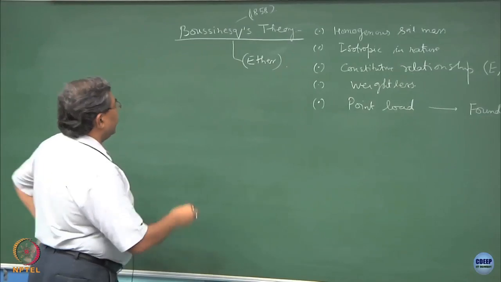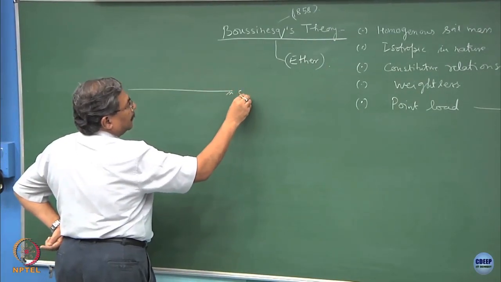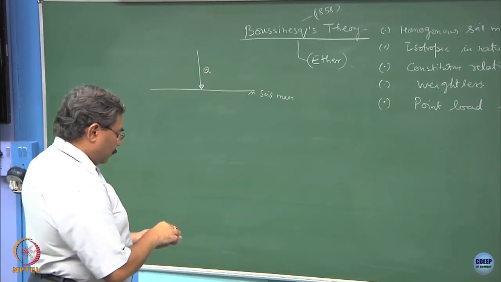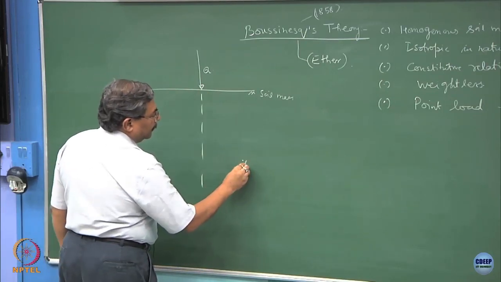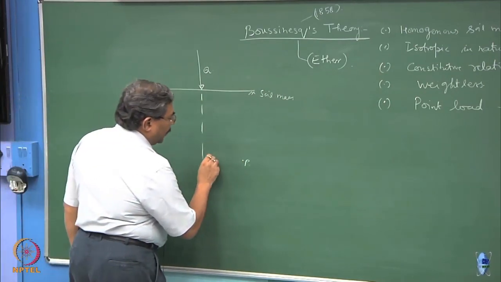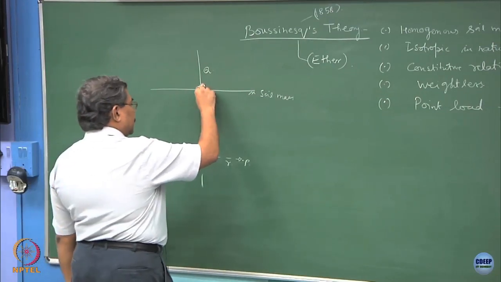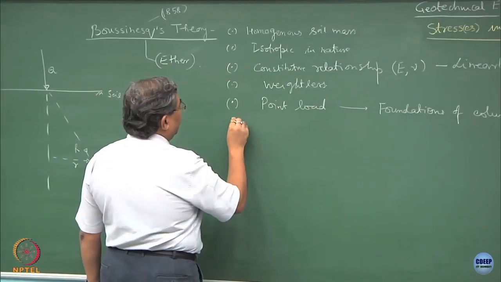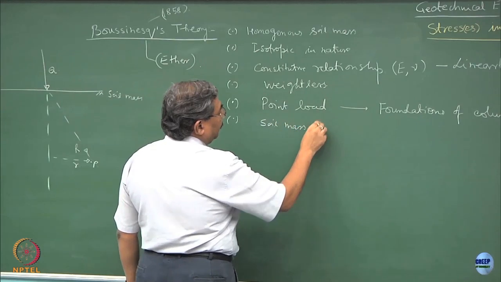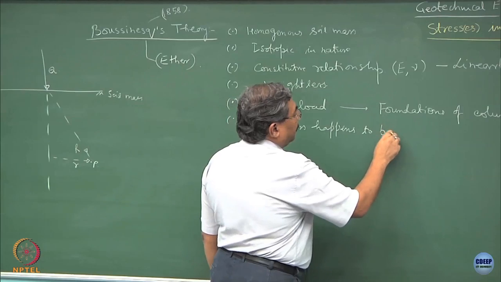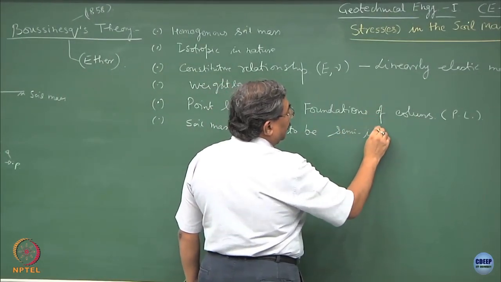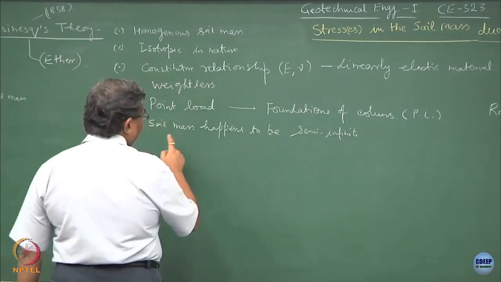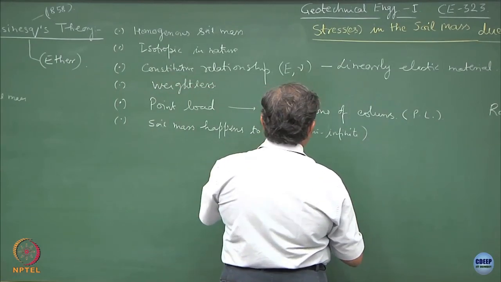So, as per this, if you have the soil mass which is exposed to an external loading of Q, and if I want to find out what is the state of stress at a point P in the soil mass, the radial distance is R, this distance is capital R, and another assumption here is that the soil mass happens to be semi-infinite soil mass. That means the extent of the soil mass is semi-infinite. We call it as a semi-infinite soil mass. All right, soil mass happens to be semi-infinite.